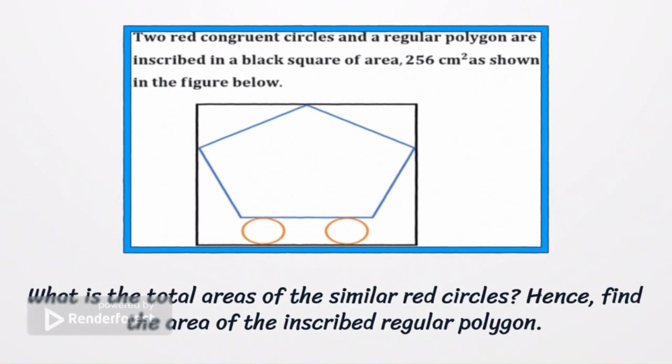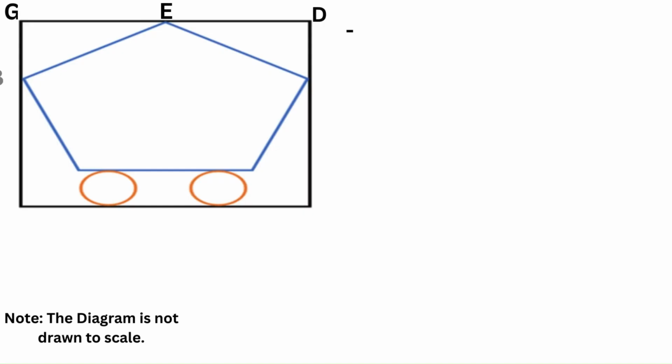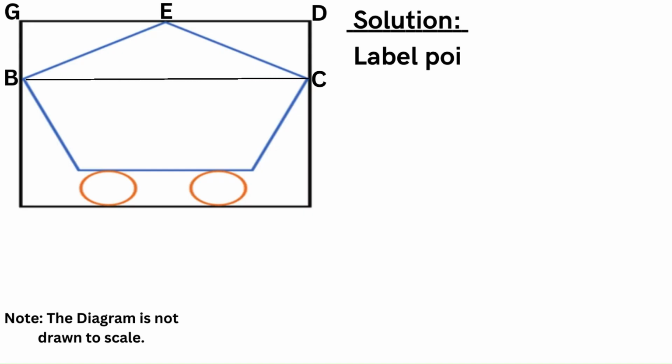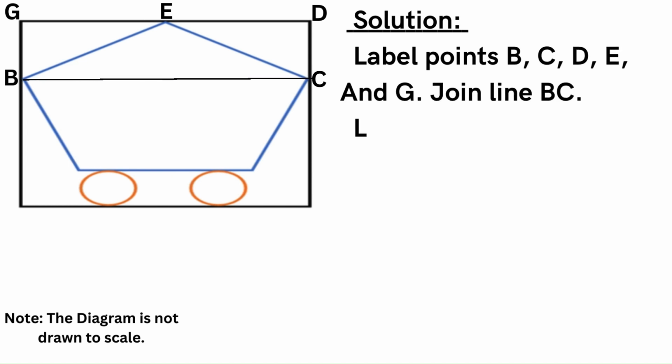Study the figure shown on the screen and use it to answer the given questions. Label points B, C, D, E, and G. Join line labeled B, C. Let the length of the square be L.